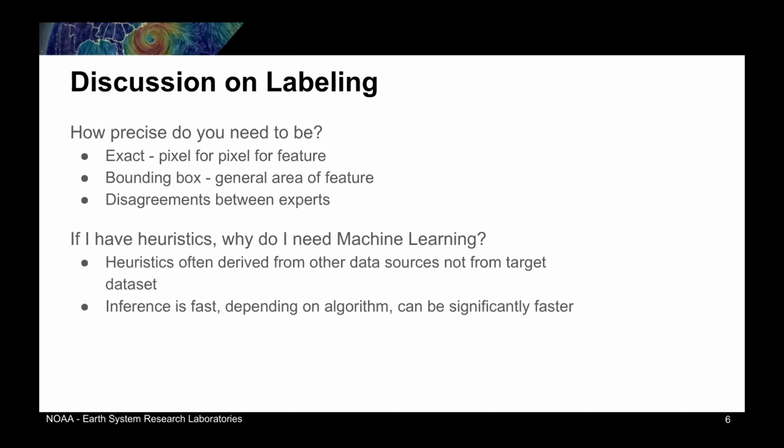It's really up to the individual. What is the problem you're trying to solve? If you need that precision, then that might determine what type of labeling system you use. If you have a little more leniency, you may be able to use a bounding box or other methods to segment your features out of a particular feature. Another question that often comes up is, if I have heuristics, why do I need machine learning?